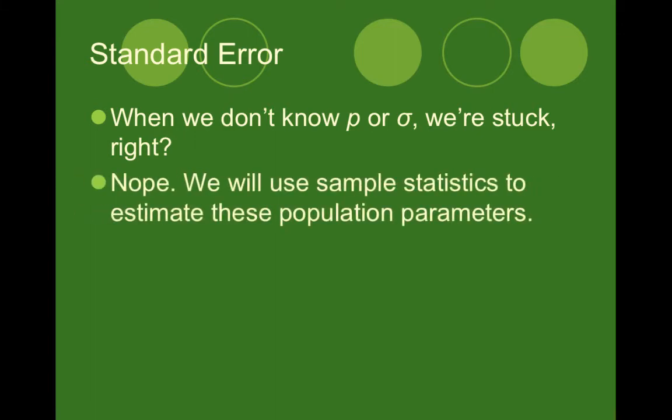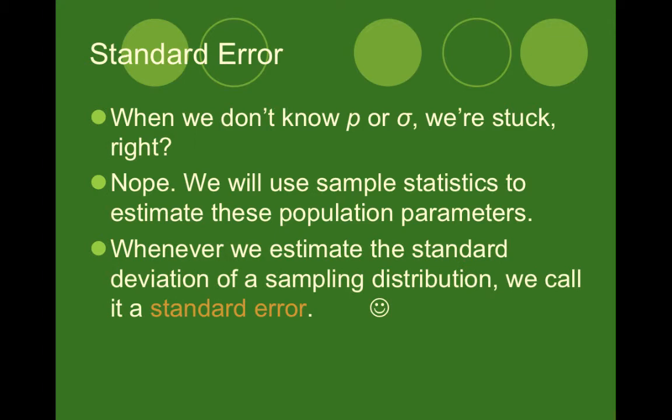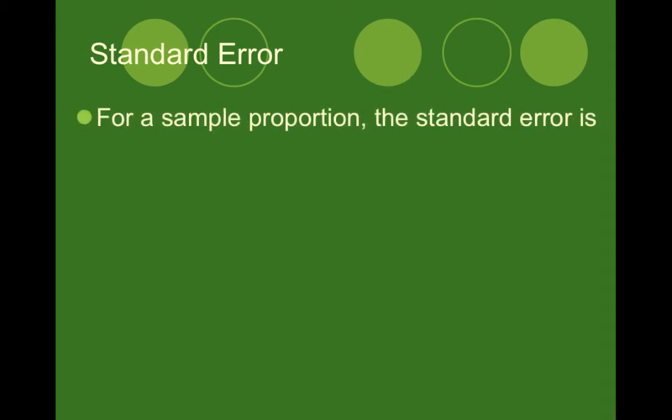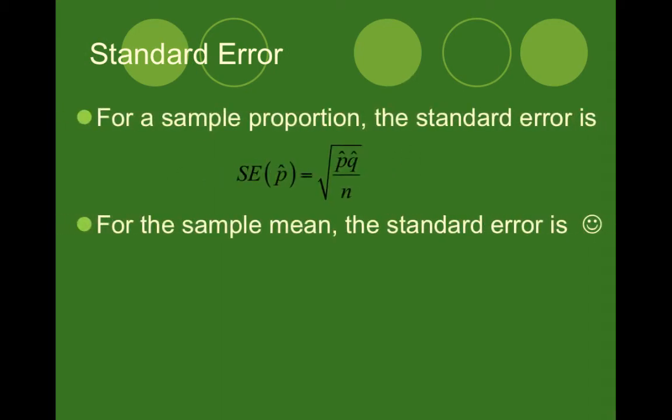Nope. We'll use the estimate instead. Whenever we estimate the standard deviation for a sampling distribution, we call it standard error. Again, it doesn't mean that there's a mistake. It just means that it's an estimate instead of what the actual population is. So in that case, we calculate standard error instead of standard deviation. And for a proportion, the standard error, which is now SE instead of SD, is the square root of P hat Q hat over N. So the equation didn't change, except now it's P hat and Q hat, because it's the proportion that we get from our sample, not the population.